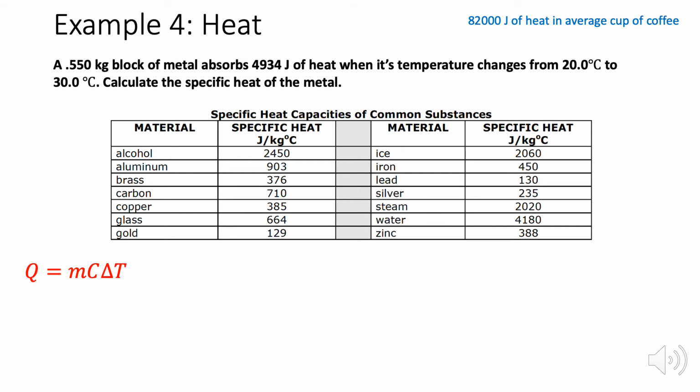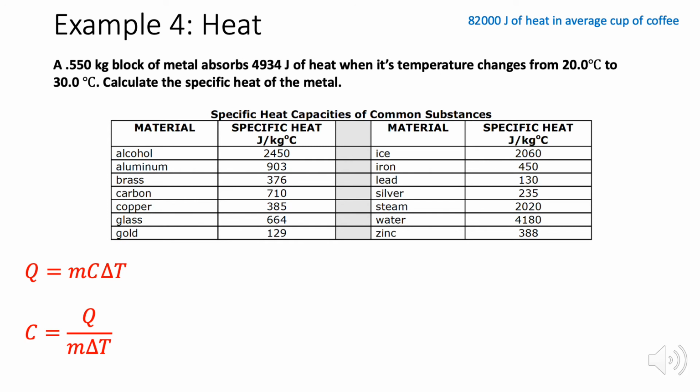So, if we were to rearrange this equation for specific heat, which is C, we would divide M and delta T on both sides to get this equation. Now we can plug in what we know. Now do we know Q? Yes, we do. It says the heat is 4,934 joules.